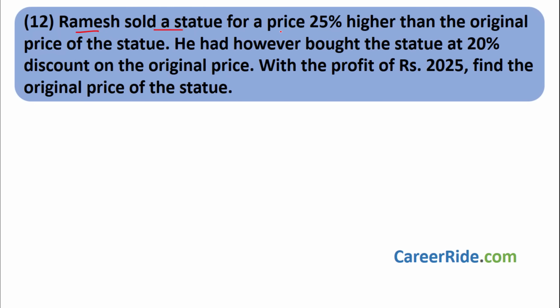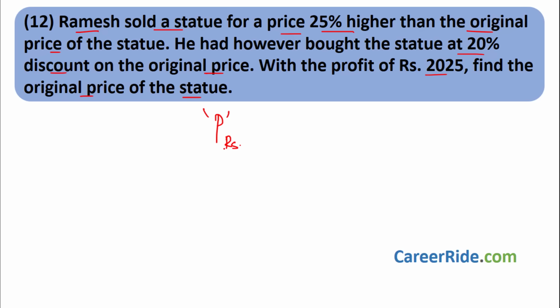Ramesh sold a statue for a price 25% higher than the original price of the statue. He had however bought the statue at 20% discount on the original price. With the profit of rupees 2025, find the original price of the statue. Now we do not know the original price of the statue, so let us assume that the original price is P rupees. This is a very easy sum. Let's see how to tackle it.